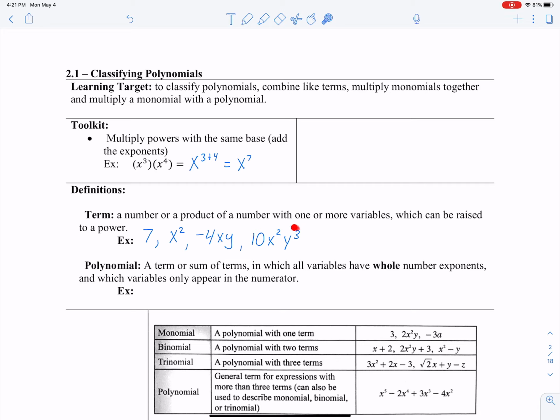So this is one term, this is one term, this is one term, this is one term. So each thing in the term is multiplying. So 10 is multiplying the x squared, is multiplying the y squared.